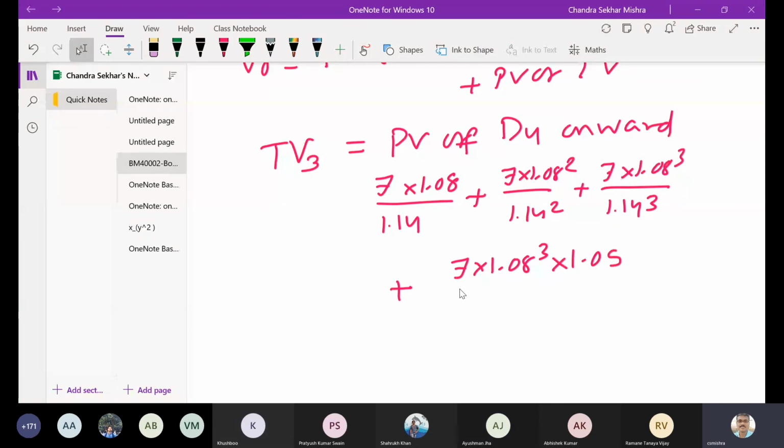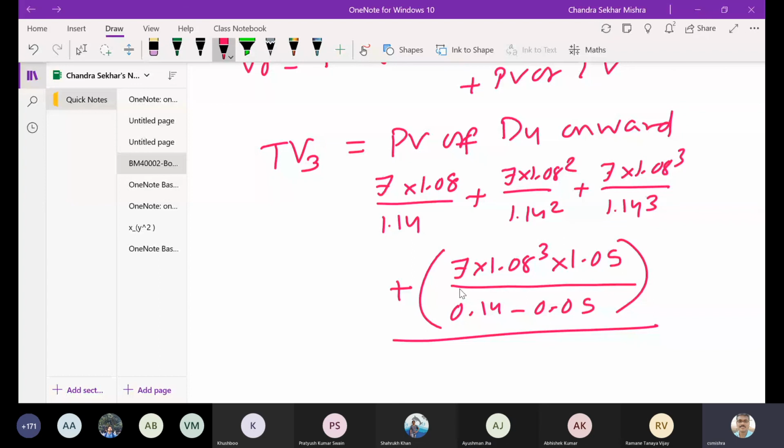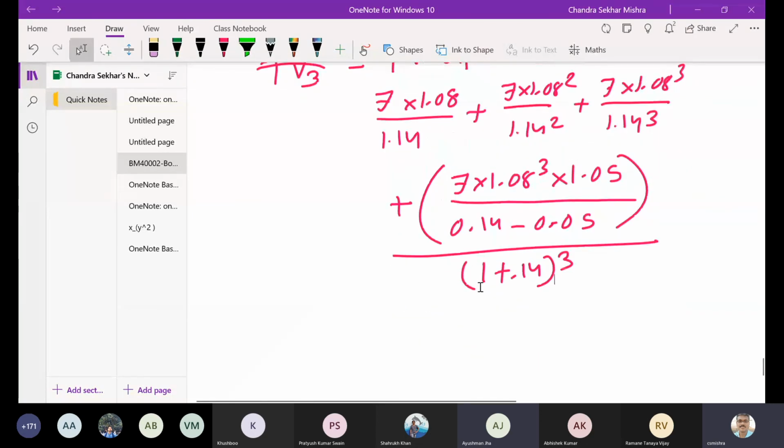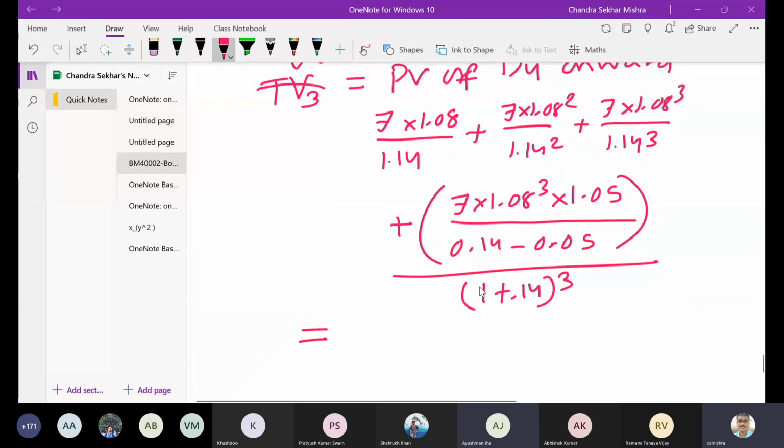That is your cash flow D4 divided by 0.14 minus 0.05. That is your terminal value, divided by 1.14 to the power 3. That's it, done. Now you can calculate quickly and tell me the value if you have time. Otherwise, you go to your respective team.